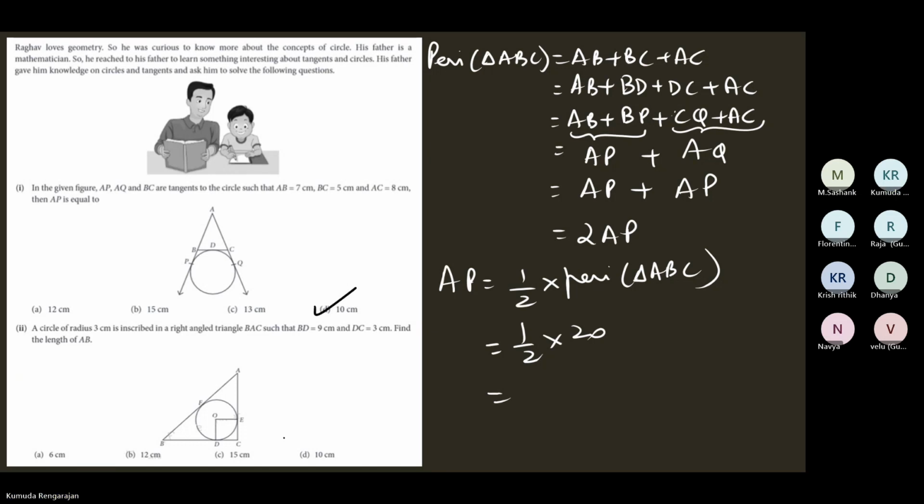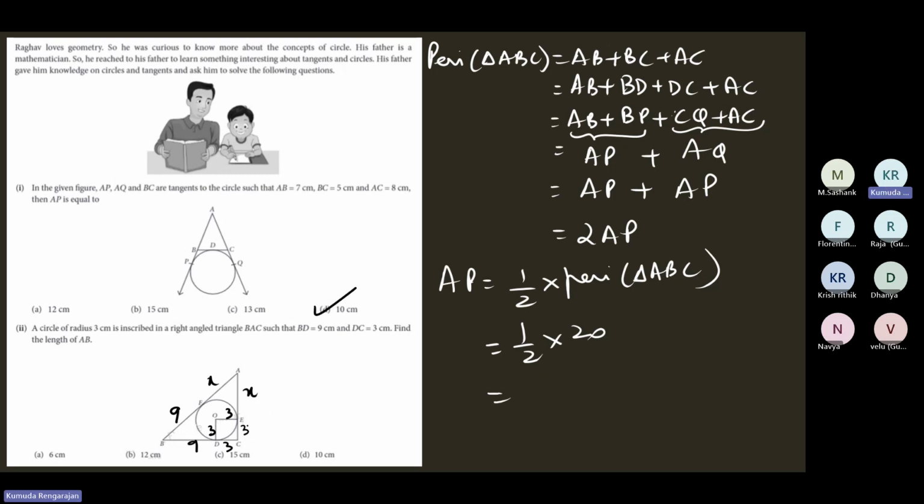Next one. 15, ma'am. Okay, that's all that is given. 3, BD is 9. The rest of it, nothing else is given. We'll have to find AB. Okay, children, if BD is 9, then BF is 9. We don't know AE or AF, so we'll take it as X.